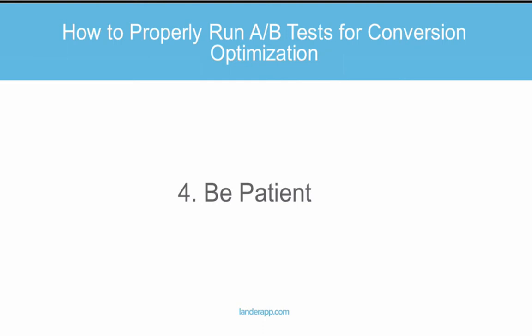So to get statistically accurate results, you need to let the test run long enough to where you get a large enough sample size of visitors to be able to compare the conversion rates between the two A/B variants or A/B versions of your landing page to kind of come to a good conclusion about how that landing page is going to perform, okay?